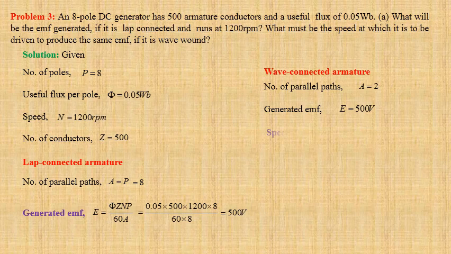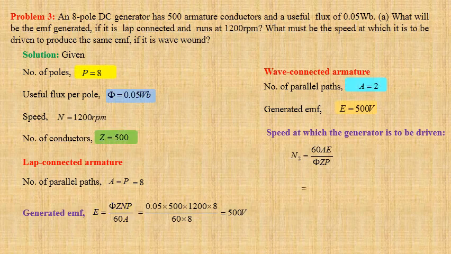Expression for speed at which the generator is to be driven: N2 equals 60AE divided by ϕZP. Using values, we get 60 into 2 into 500 divided by 0.05 into 500 into 8. That gives us 300 RPM.